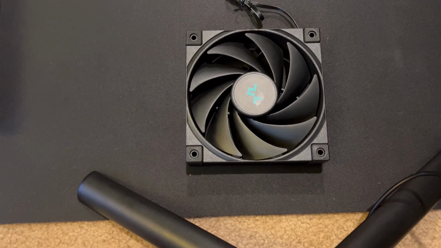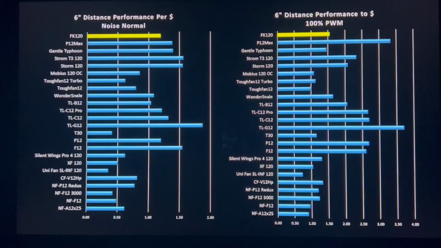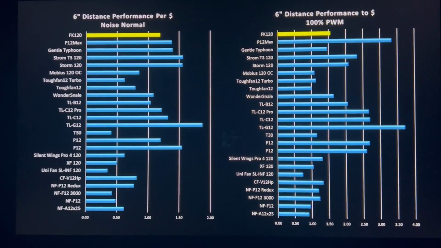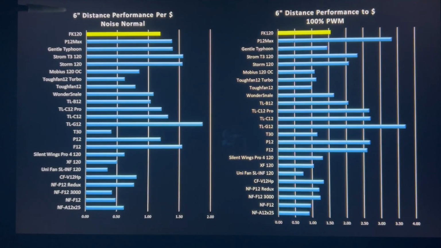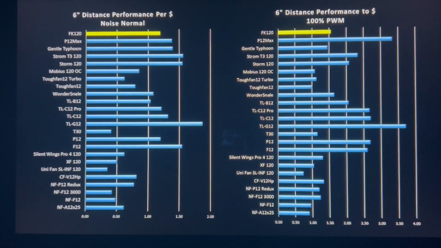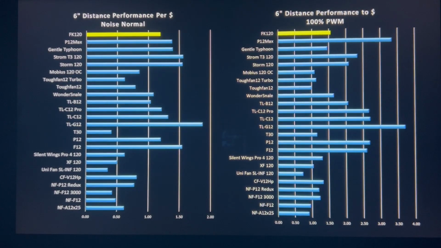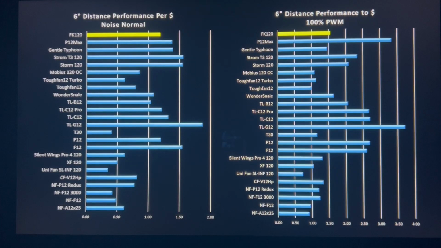Let's jump into our value proposition now. All right, we just finished the open box. Let's take a look at the value proposition for this fan. So we're going to try to make this quick. First up is the case airflow test at the 6-inch mark. Here's at noise normalized, here's at 100%. Noise normalized values are more important for case airflow in my opinion, because if you're running your case fans at 100% PWM fan signaling, something has gone terribly wrong in your case and it's badly overheating.